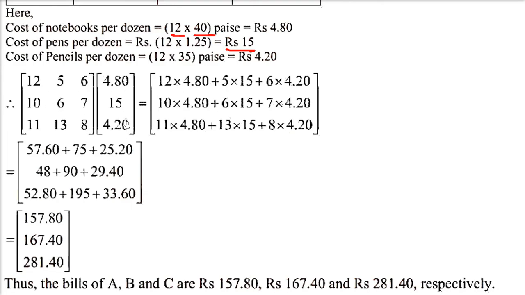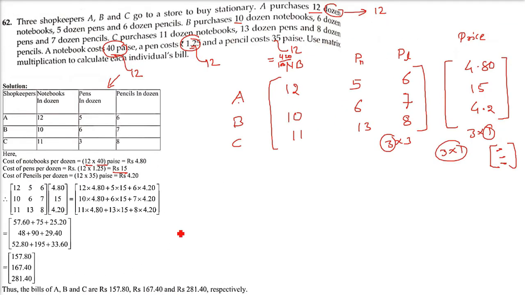Second is 10 into 4.8 plus 6 into 15 plus 7 into 4.20. That will be the second entry. Then the third one is 11 into 4.8 plus 13 into 15 plus 8 into 4.20. That will be the third entry. Now we compute all these 3 entries. The first one is A's, second is B's, third is C's. These are the bills: 157.80, 167.40 and 281.40.